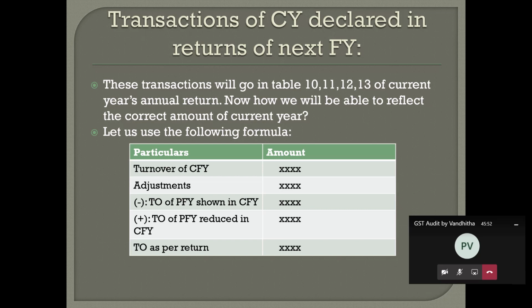Transactions of current year declared in returns of next financial year. These transactions will go in tables 11, 12 and 13 of the current year's annual return. Now how will we be able to reflect the correct amount of current year? Current financial year turnover adjustments minus turnover of previous financial year shown in the current financial year. That should be less. Why? Because that is relating to the previous year. And turnover of the current financial year reduced in the next financial year, that should be added. And total as per return, this total turnover will come here. This is how to check. This is the calculation for turnover.